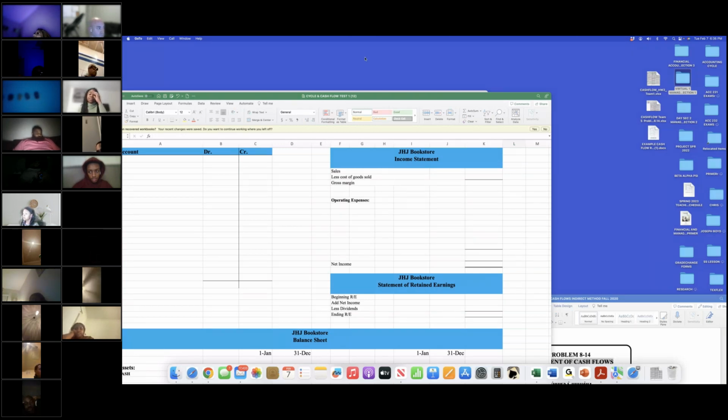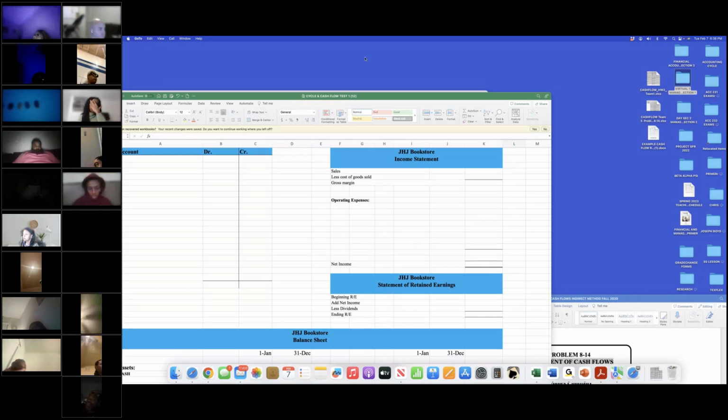So see if you can get the beginning balance sheet done. You have to count. You're not making journal entries, but you are now coming up with the beginning of the year balance sheet. So I'll be back in 10 minutes to check to see where we are.